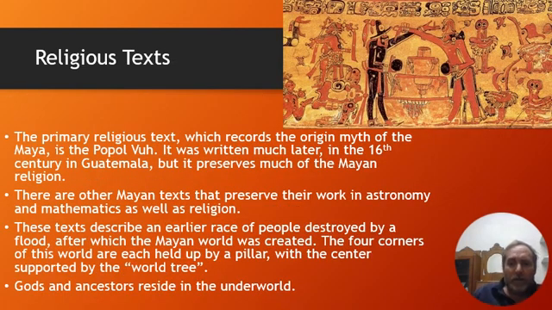So we have a religious text of the Maya, which is the Popol Vuh, written much later, in the 16th century in Guatemala. So it was not written at the time of the peak of Mayan civilization, but it does nonetheless preserve Mayan religion, and we see the themes and the characters reflected in actual pottery and art from the classic period. So it's roughly accurate of what the Mayan religion would have been at the time.